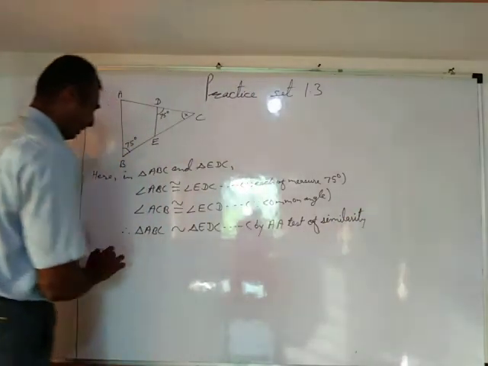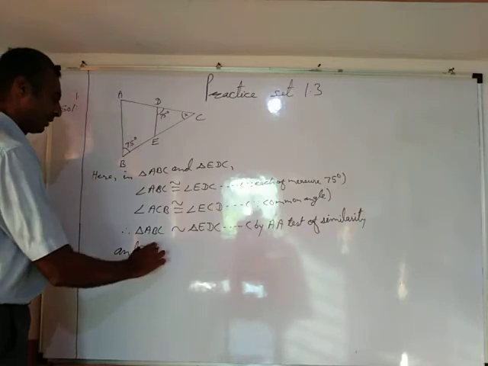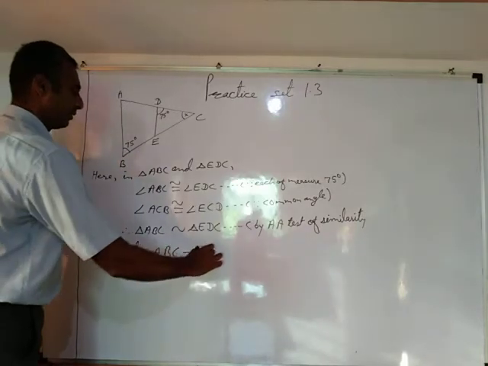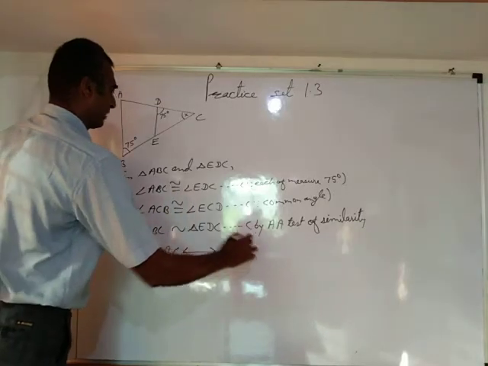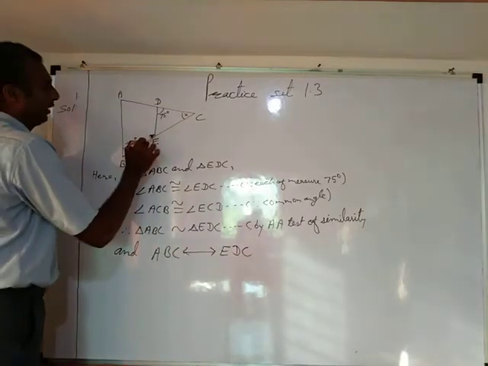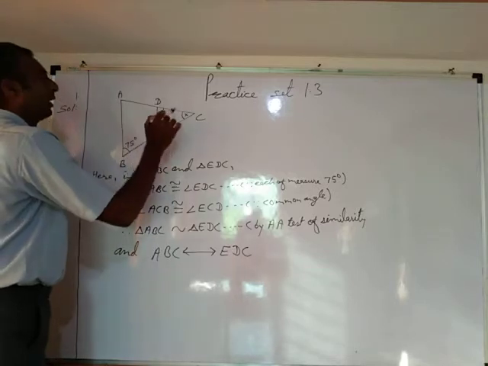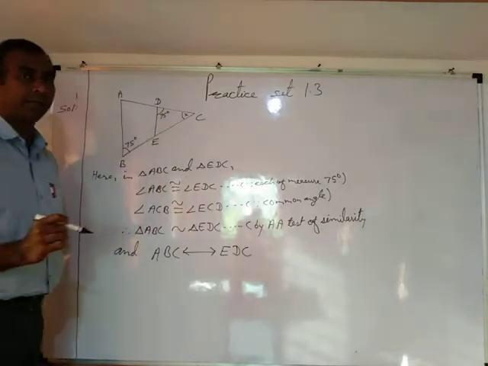And the correspondence is ABC one-to-one correspondence EDC, because A corresponds to E, B corresponds to D, and C corresponds to C.